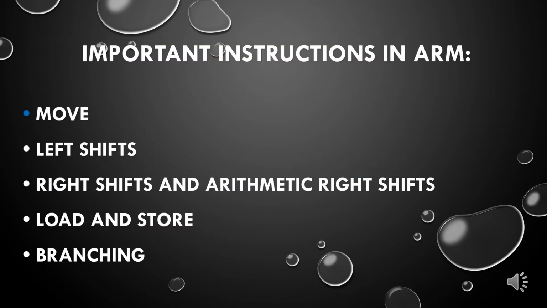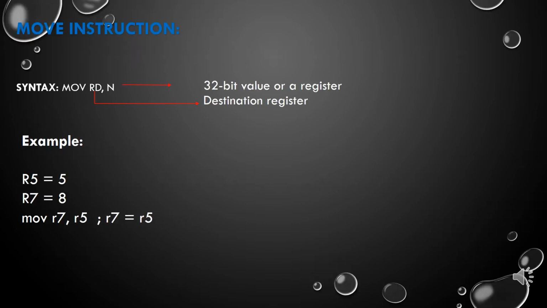We will focus on the most important instructions in ARM, like move, left shifts, right shifts and arithmetic right shifts, load and store, and branching. The syntax of move instruction is move RDN, where RD is the destination register we want to save the value on, and N is a 32-bit immediate integer value, or it can be a register containing a value.